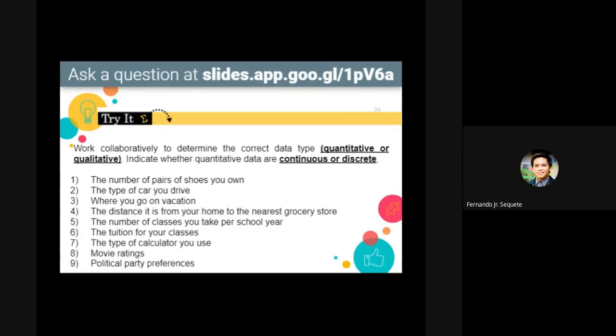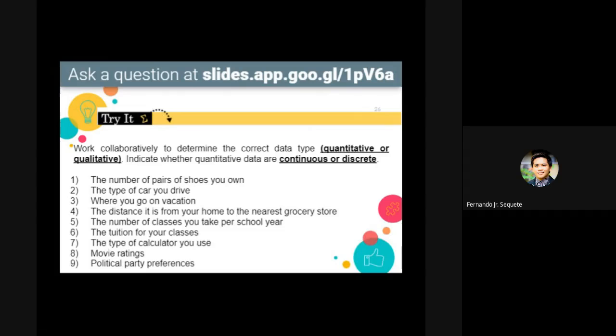Number five, the number of classes you take per school year. Quantitative discrete, sir. Yes, quantitative discrete, no? Okay, so it is just counting.